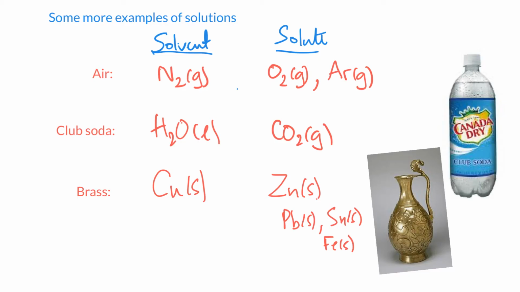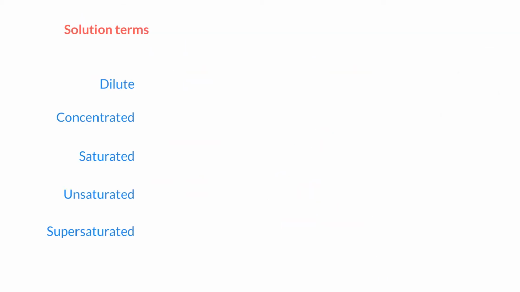So these are all solutions. They're homogeneous mixtures. So there's multiple components, but they're all dissolved neatly so that when you look at it, there's not like a lumpy place where there's a little more zinc or a little more lead. They're perfectly distributed throughout the entire solution. So when we're working with solutions, there are 4 or 5 terms that are convenient to know.